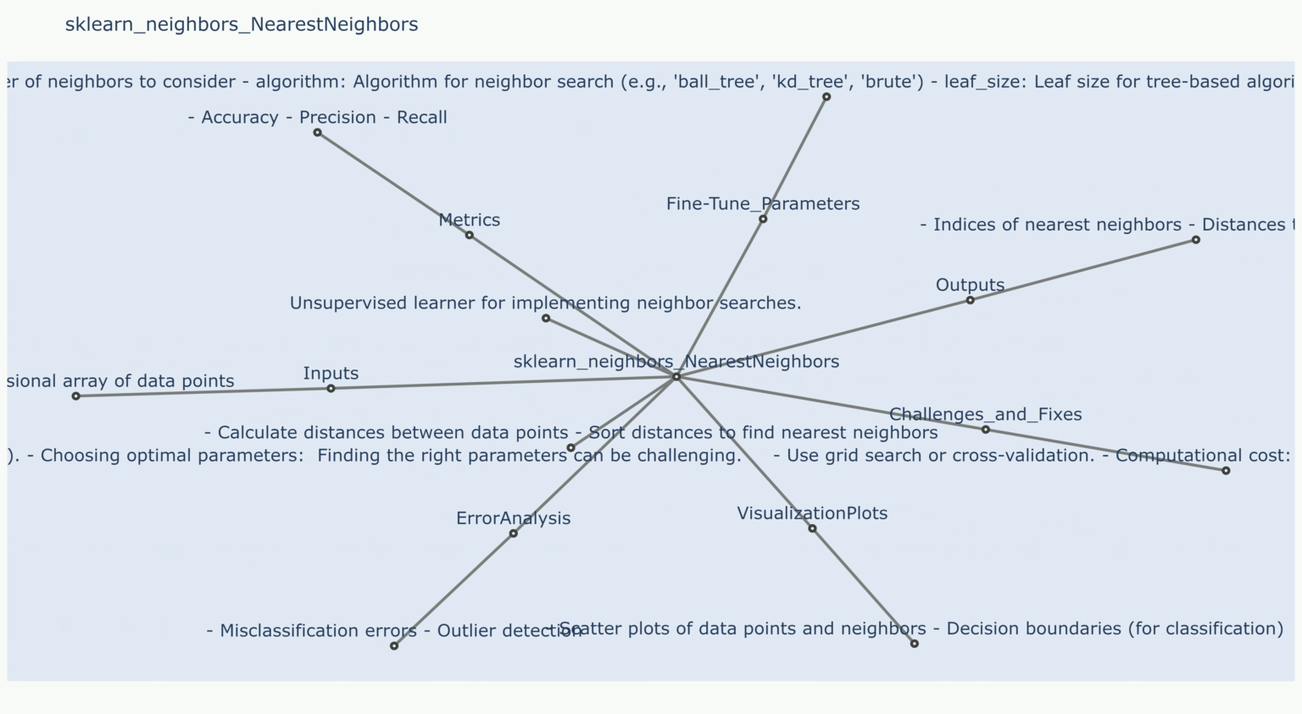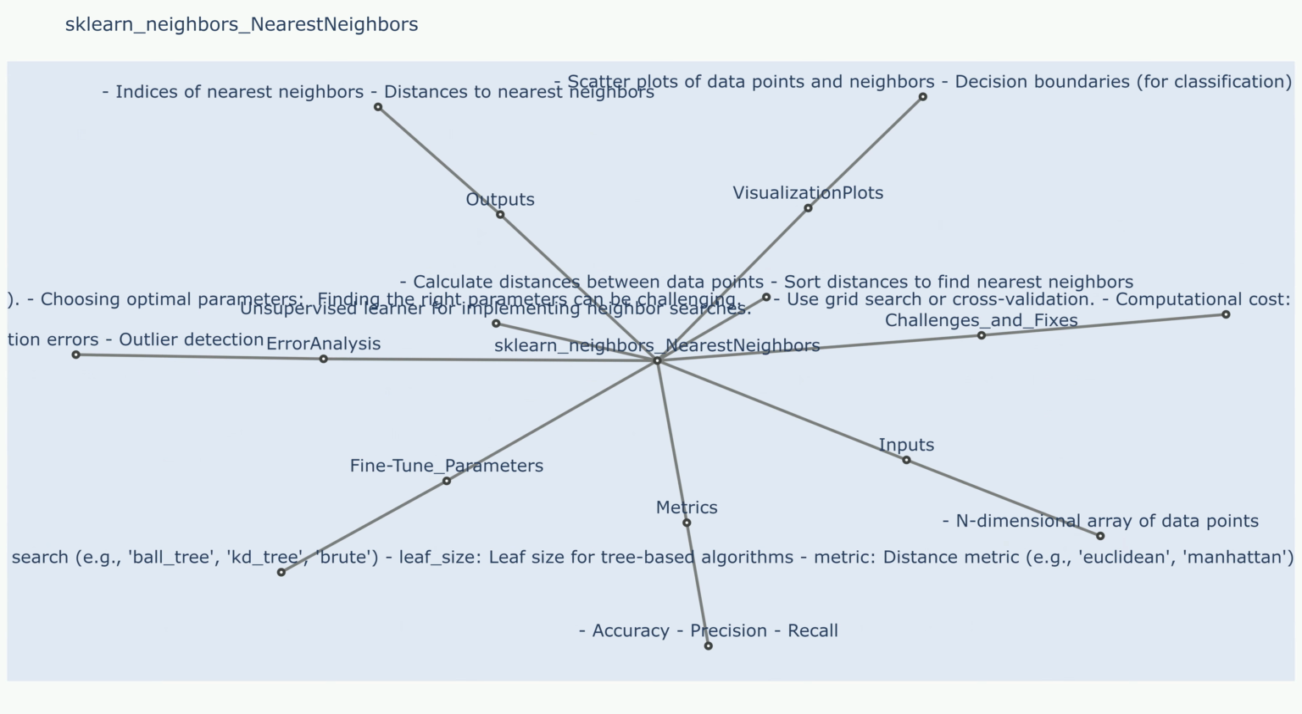Challenge 3. Handling outliers. Outliers can significantly affect the performance of nearest neighbor algorithms, leading to inaccurate predictions. Sample use case that resulted in challenge 3. In a dataset containing a few outlier points, nearest neighbor algorithms might incorrectly assign neighbors to these outliers, leading to incorrect predictions.